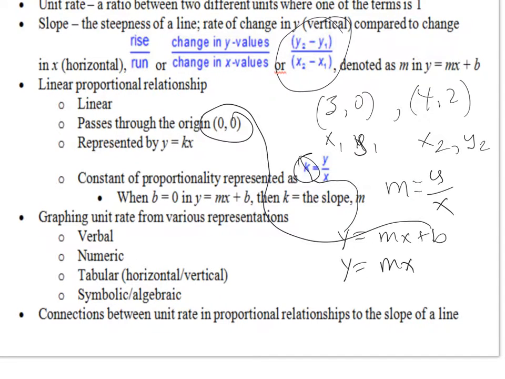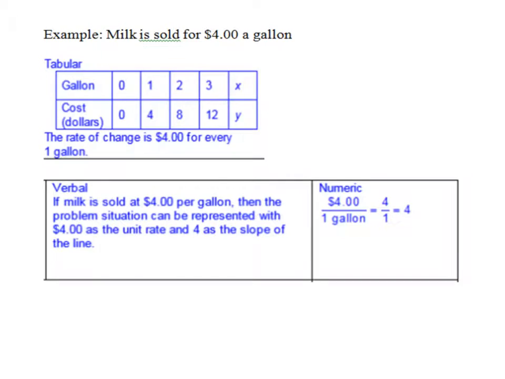When we're graphing unit rate from various representations, we can do so from a verbal representation, a numeric representation, a tabular representation, and a symbolic and algebraic representation. So we also want to take a look at the connection between unit rate and proportional relationship as it compares to the slope of a line.